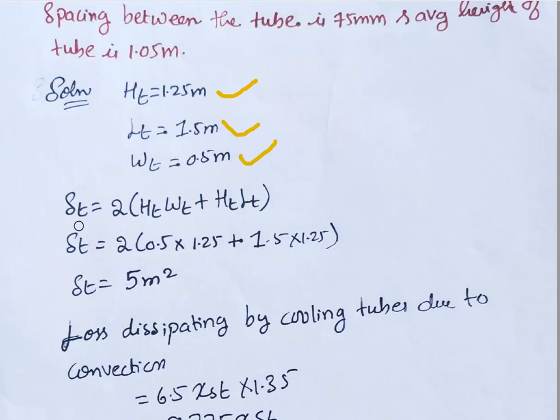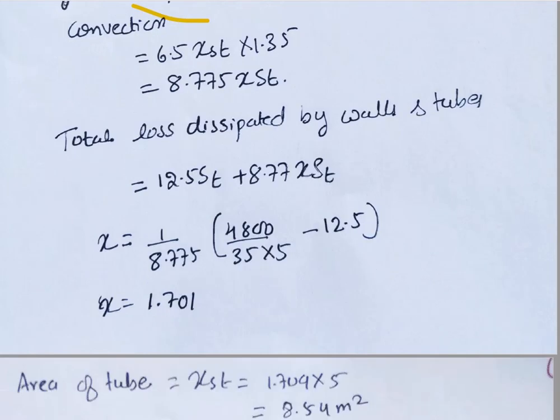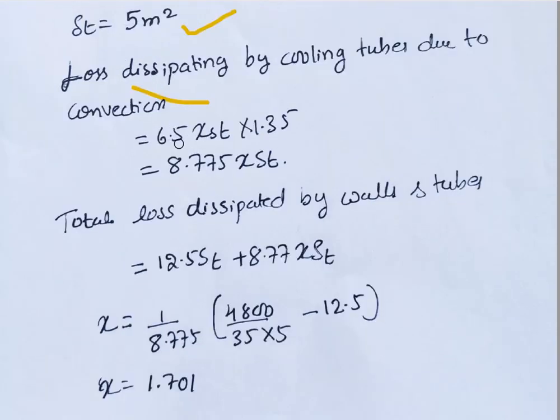Now surface area of the tank, similarly to how you solved the previous problem, the same, it is 2 into (ht into wt plus ht into lt). Here also they have not considered the top and bottom portion. So after applying all values of ht, lt, wt, you will get a surface area of the tank of 5 meter square, and loss dissipated by cooling tubes due to convection is 6.5 x into st. Here I have written like this, so it is not like that.